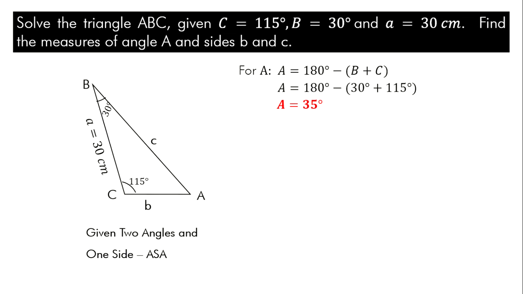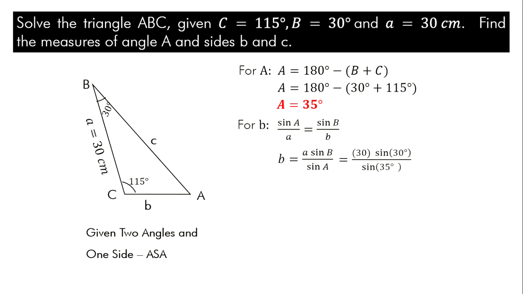And then for the side B, we can use again the sine A over A, sine B over B. Since the given here is the angle A, we have now the value. The side available is side A, and then we have the angle B. So we can obtain the side B. Again, manipulating that, we'll obtain this. And then let's substitute. So 30 times the sine 30 degrees all over the sine 35 degrees. As we substitute this, we'll obtain B, the side B, and that is 26.15 centimeters.